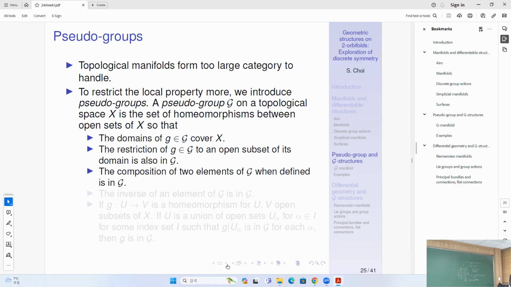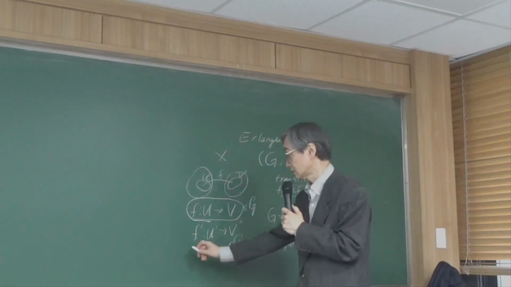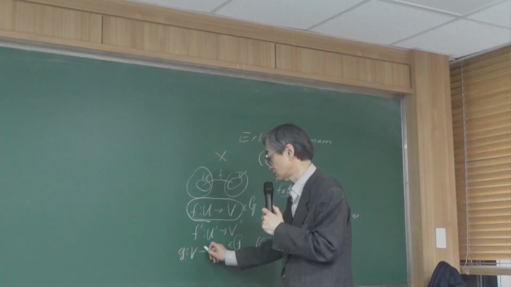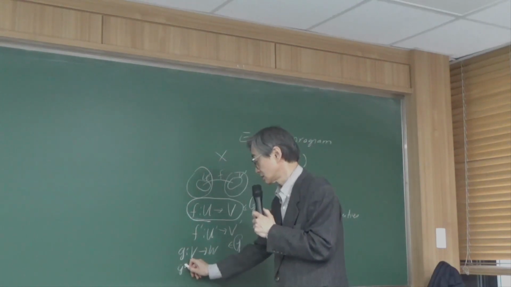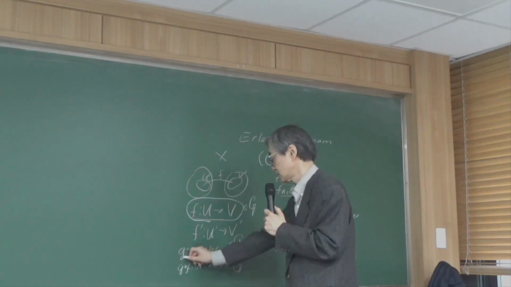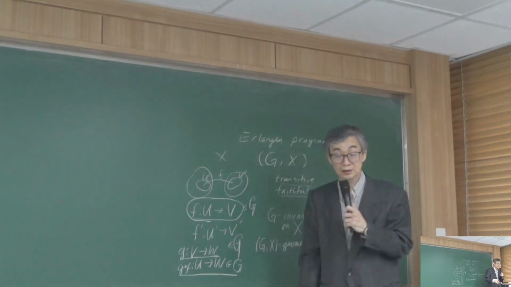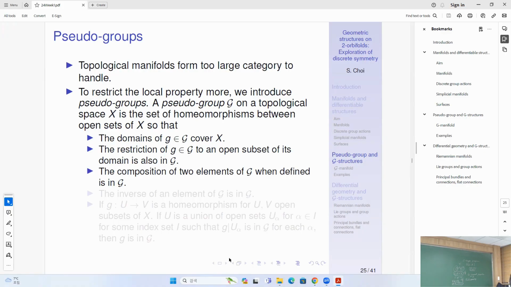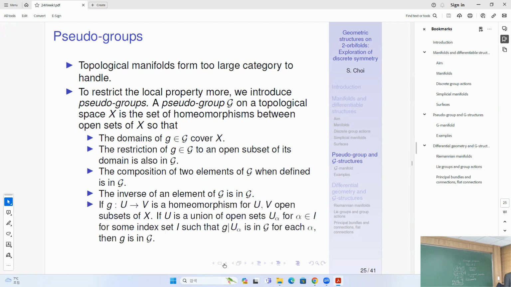The composition of two elements is also in G. So you have two elements; suppose we have another one from V to W, then g circle f goes from U to W. If f and g are in G, then this composition is in G. And of course the inverse: if you have f, then f inverse, going from V to U, is in G as well.